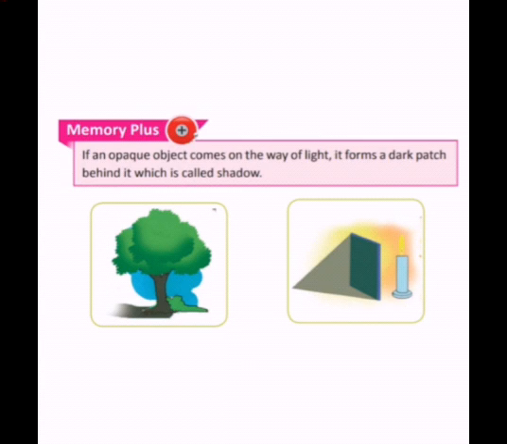If an opaque object comes on the way of light, it forms a dark patch behind it, which is called shadow.